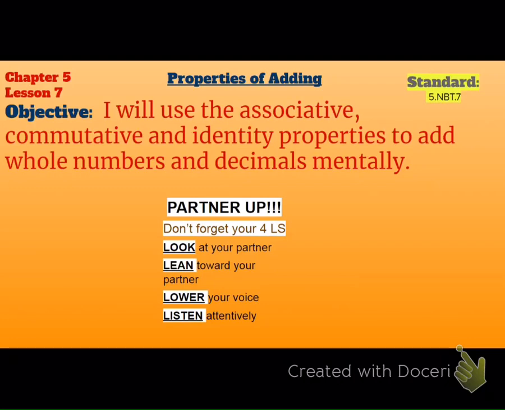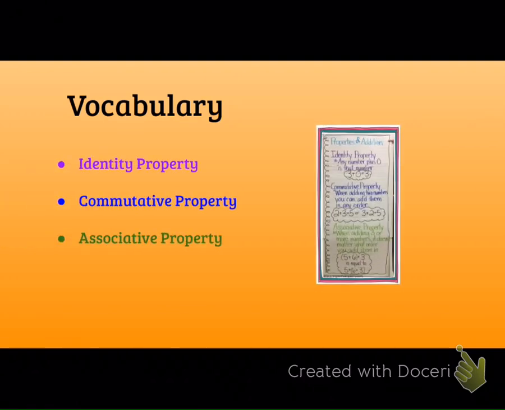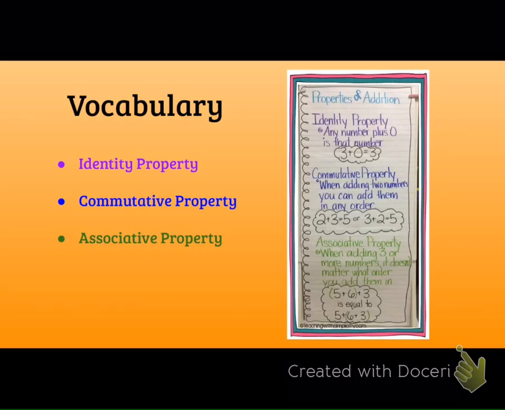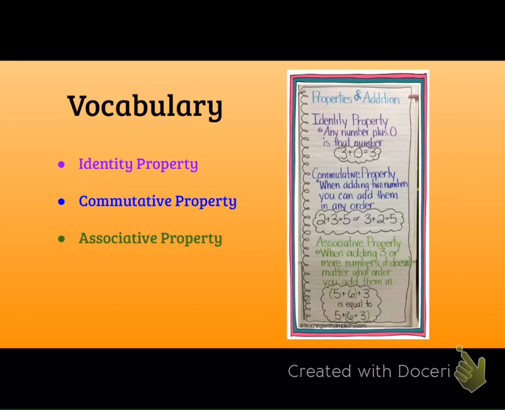All right, so what does that mean? Let's first take a look at our vocabulary. Open up your notebook, pause the video if you need to. Let's take a look at those properties. So we have the identity property, the commutative property, and the associative property. In your notes, write down these 3 different properties and their definitions on the poster to the right. So the identity property: any number plus 0 is that number.